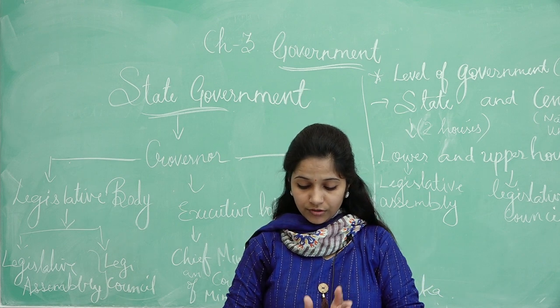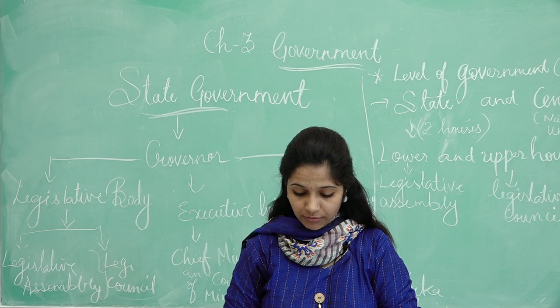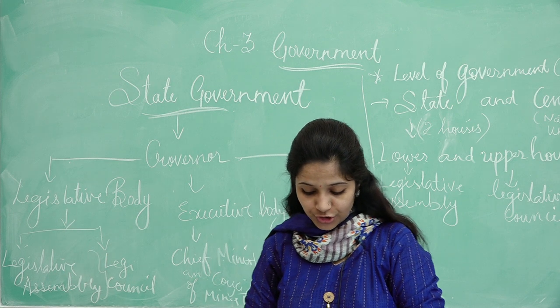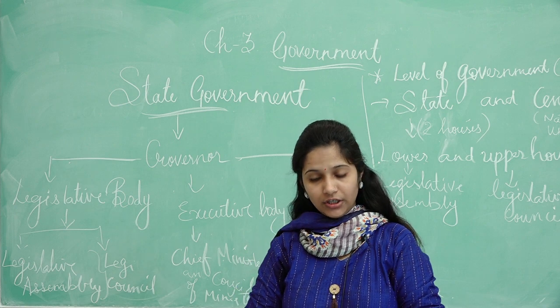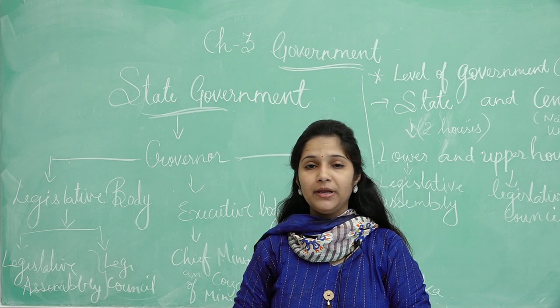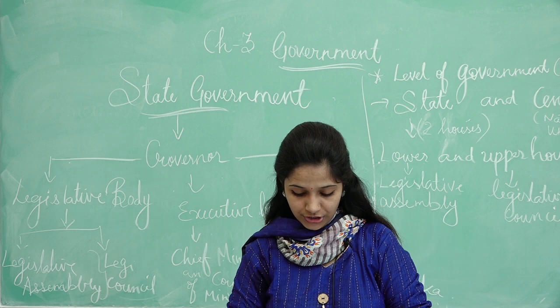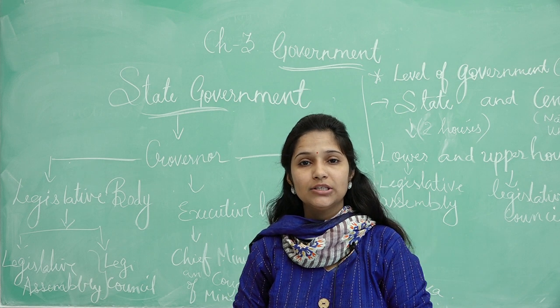Okay, so students, what are the organs of the government? That is legislative, executive and judiciary. These are the three organs of the government. Again I repeat, what are the organs of the government? Legislature, executive and judiciary. These are the three organs of the government.